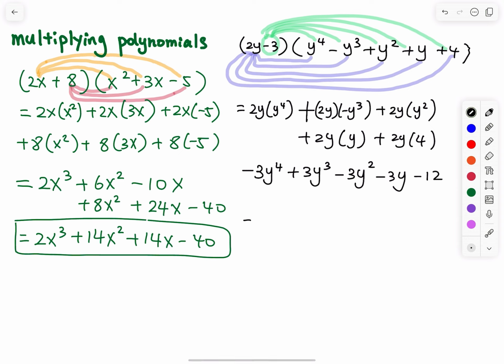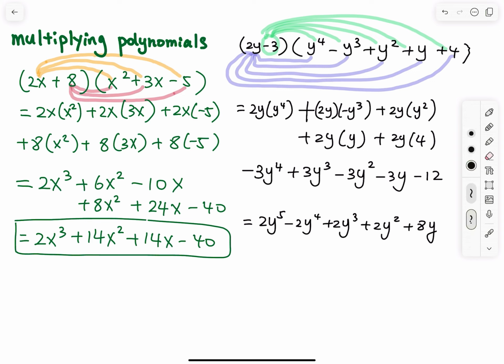Okay, we are going to clean up the first line. So we have 2y to the fifth minus 2y to the fourth plus 2y to the third, and then plus 2y squared, and then plus 8y. Okay, and then now we will carry this line down.